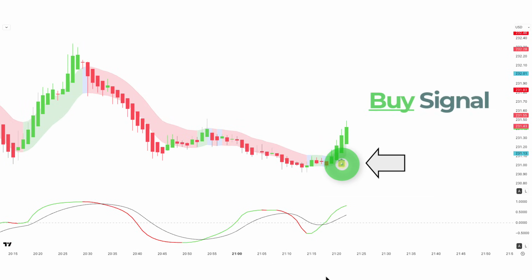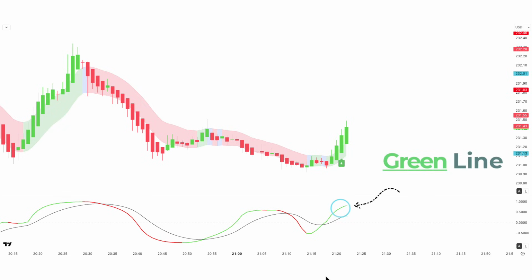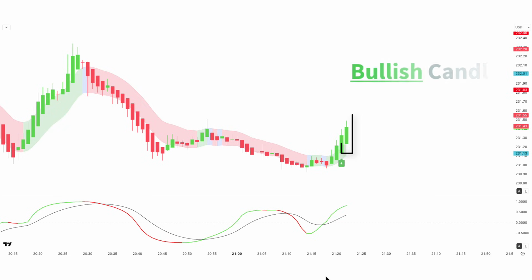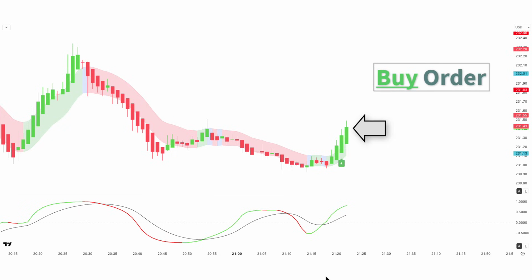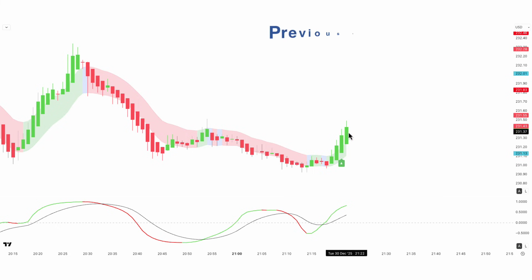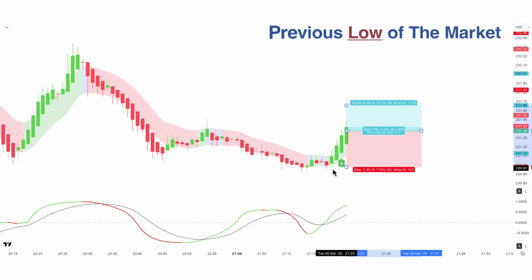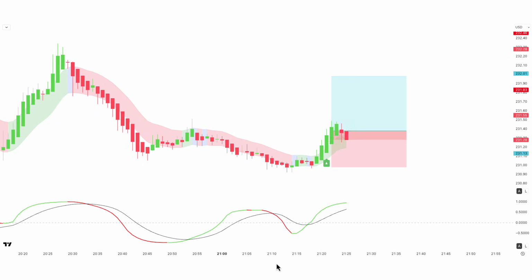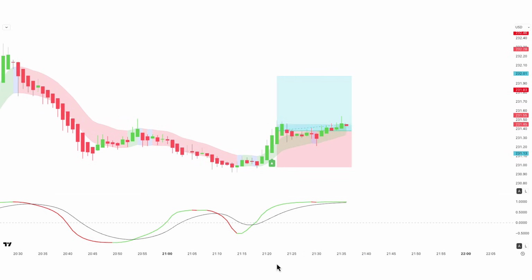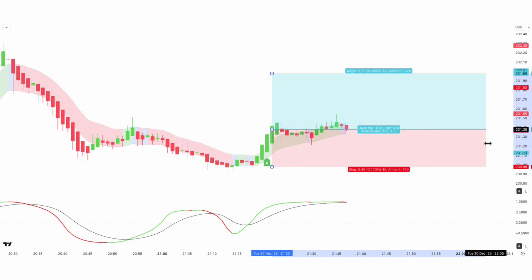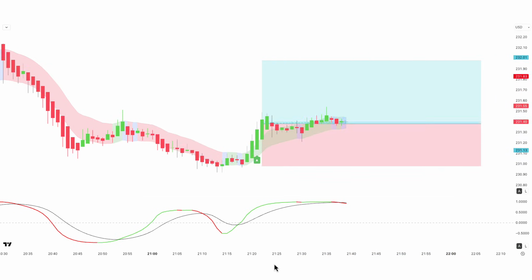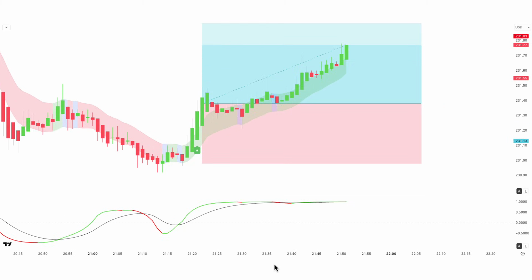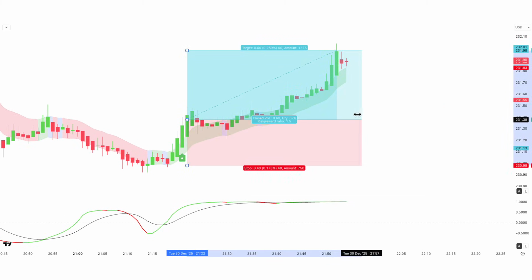Here, the Adaptive Momentum Classifier arrow of this indicator is a buy signal. Here, the Normalized Smoothed indicator is a green line. Here, the market has made a bullish candle to give confirmation. So all our conditions are being fulfilled, so we are placing an order to buy. Our stop loss is to be placed at the previous low of the market, and the risk-to-reward ratio will be 1:1.5. Let's see what happens to our trade. Our trade is running in profit. We have won the trade. Let's find the next trade.